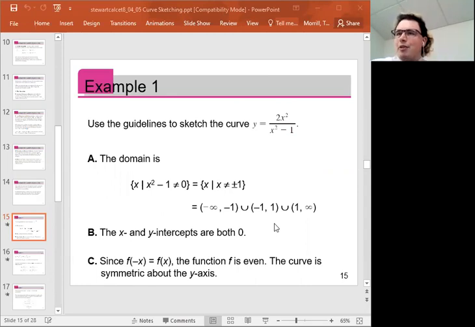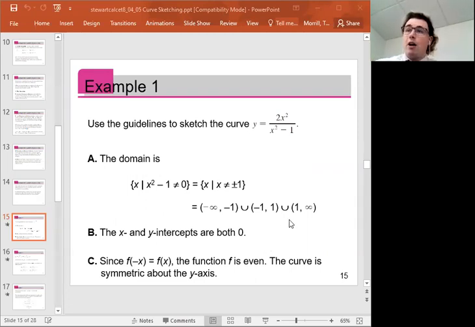Now, for determining whether the function is even or odd, I just have to look at f of minus x. I'd have 2 times the square of negative x, but that's just 2x squared. I'd have the square of negative x minus 1. Well, that's the same as x squared minus 1. So this is an even function. That means that whatever I have to the left of the y-axis will just be mirrored across, and it will look exactly the same on the other side.